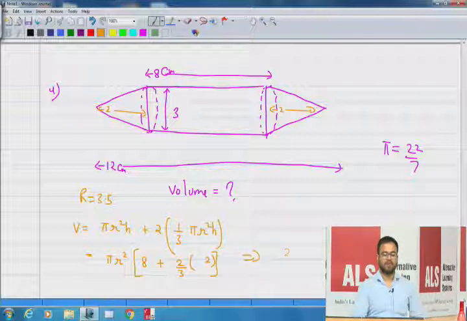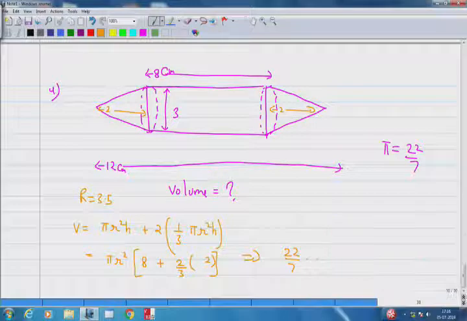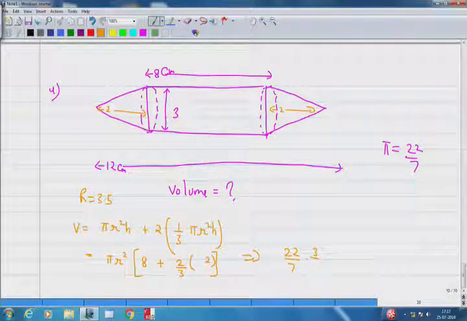And now you can substitute pi as 22 by 7 and radius is 3 by 2 whole square, and this will be 8 plus 4 by 3, which is 28 by 3. This will cancel out, 7 4 times, and this will cancel out, so answer is going to be 66 centimeter cube, that is the volume.